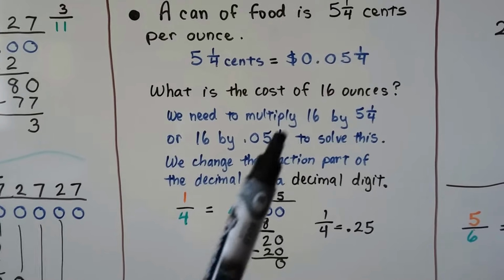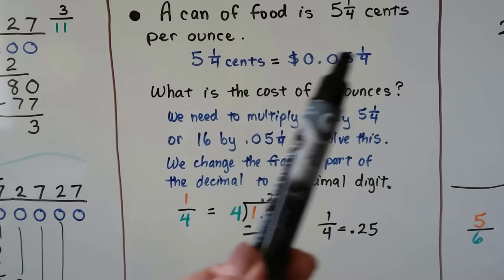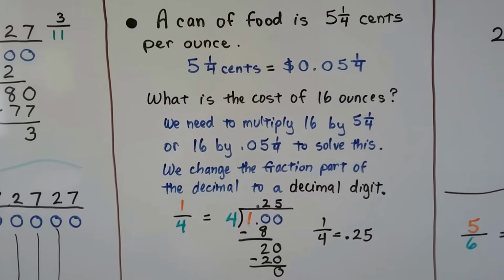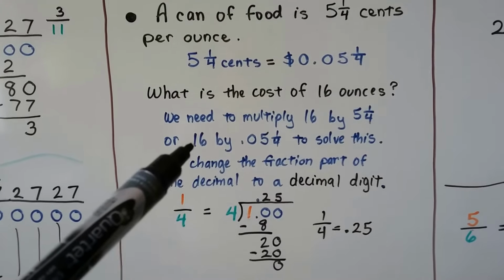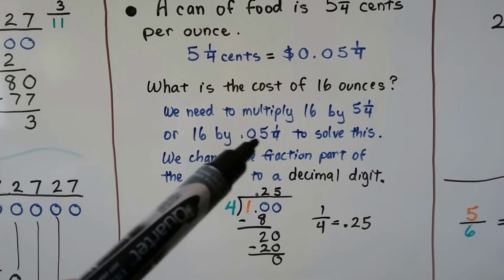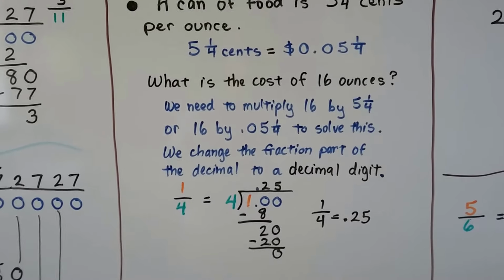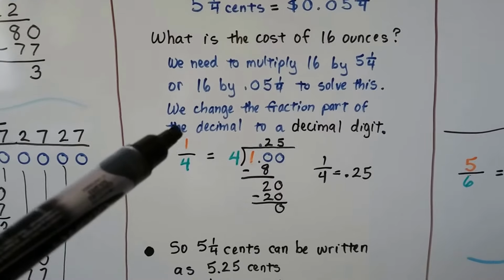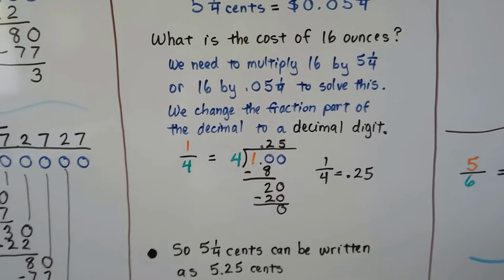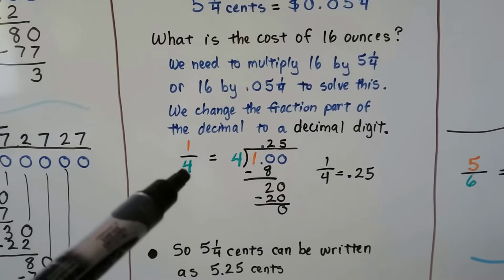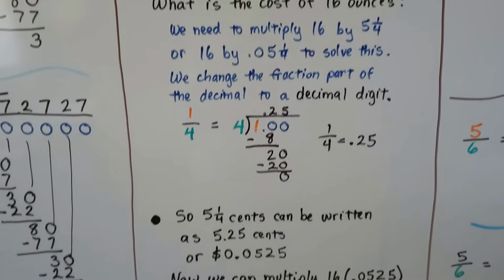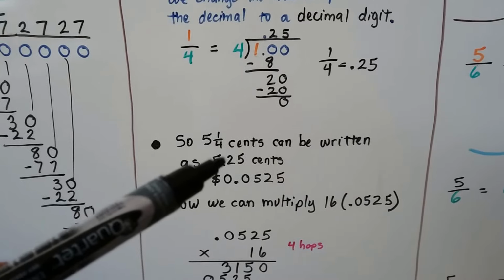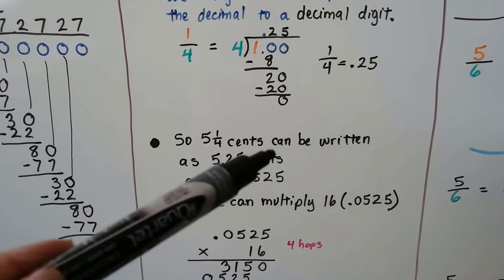And we need to multiply 16 by this 5 1/4, because if this is 1 ounce and we need to find 16 ounces, we need to multiply that by 16, right? We could also do 16 multiplied by 0.05 1/4 to solve this. So we need to change this 1/4 fraction part into a decimal digit. We do 1/4 as 1 divided by 4. We add a decimal point in zeros and find out that 1/4 is equal to 0.25. So this 5 1/4 cents could be written as 5.25 cents. Okay, that's the same thing here.